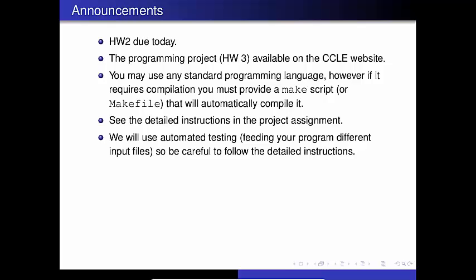So I guess the basic idea here would be to go ahead and use whichever language you prefer. If it requires compilation like C or C++, please provide a make script for actually compiling the executable. There's details in the project assignment about the little details that we'd like you to follow for exactly how to do that. We're going to go through some concept exercises today.